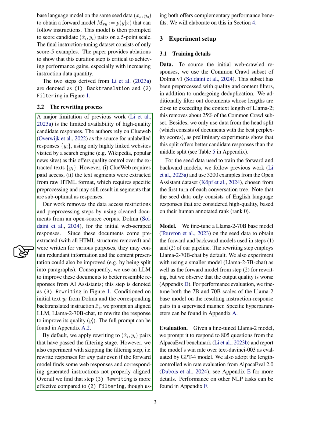Therefore, we employ a large language model, LLM, to enhance these documents, making them more akin to responses from AI assistants. This step is labeled as 3. Rewriting in our figure. We condition the rewriting process on the initial text from DOLMA and the corresponding back-translated instruction. We prompt an aligned LLM, specifically Llama 2-70B chat, to rewrite the response to enhance its quality. The complete prompt details can be found in the appendix.